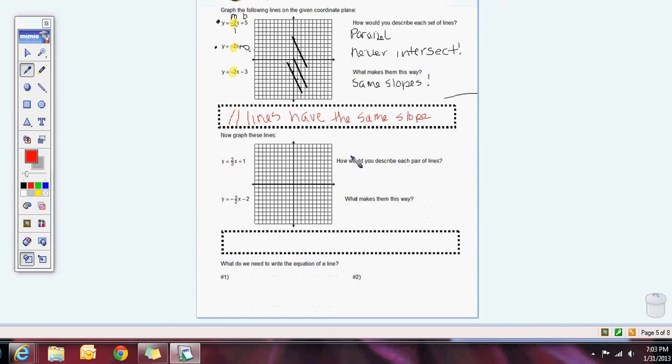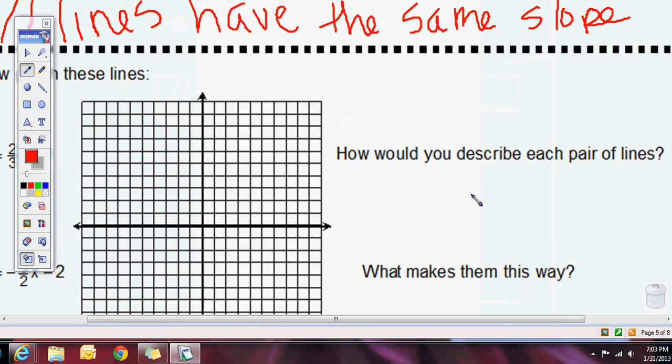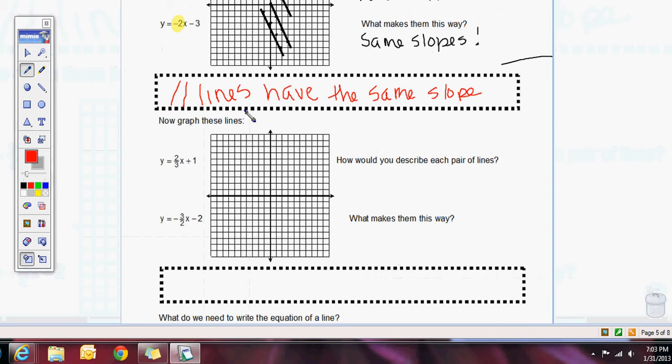And let's graph these lines. So hopefully it'll be a little bit easier for you since we just did the ones above. So we have two lines here, so we're going to graph those. So let's graph this one first. Let's do it in a different color. Let's do it in blue this time.